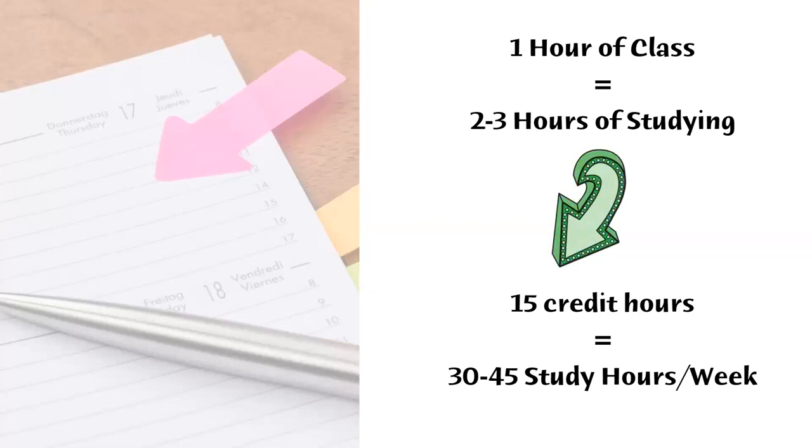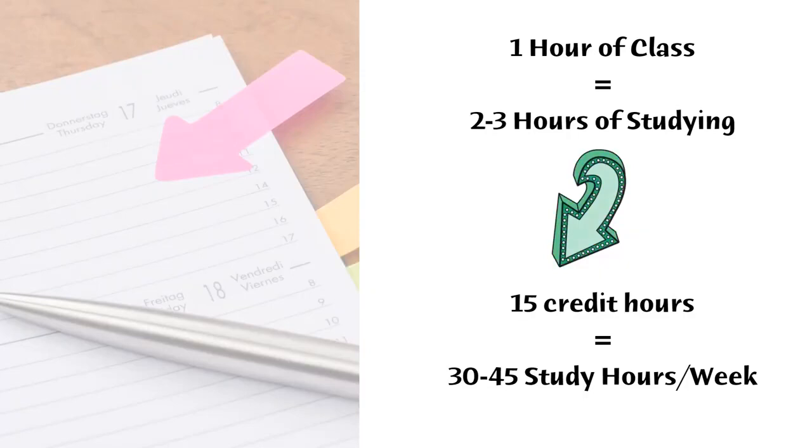So this means if you are taking 15 credit hours, that means you're spending 15 hours in the classroom per week. You should be spending 30 to 45 hours per week studying. Whoever said college wasn't a full-time job was completely wrong. College is very much a full-time job.